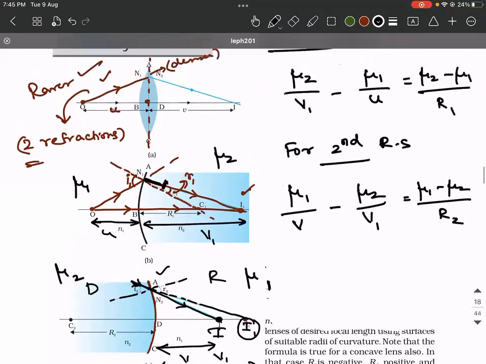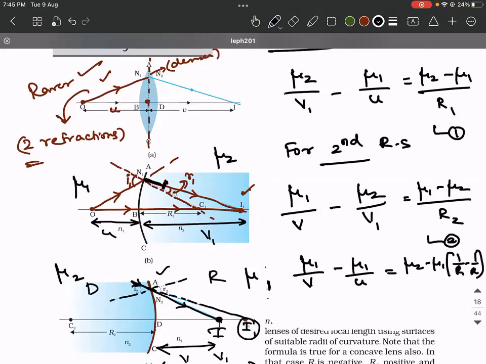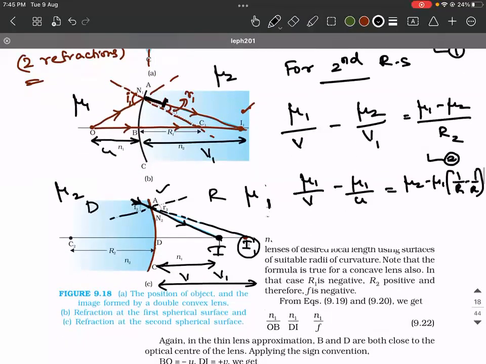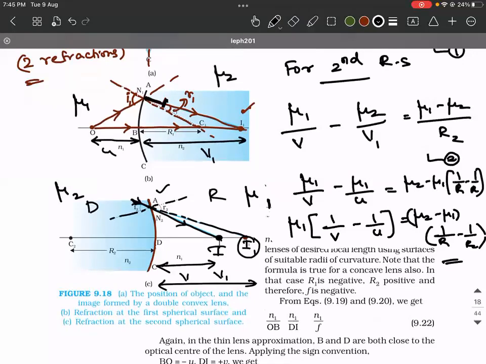Now I can take the first equation and the second equation and add them, so that I have mu1 by v minus mu1 by u is equal to mu2 minus mu1 into 1 by r1 minus 1 by r2. So what will I have? Mu1 into 1 by v minus 1 by u is equal to mu2 minus mu1 into 1 by r1 minus 1 by r2.